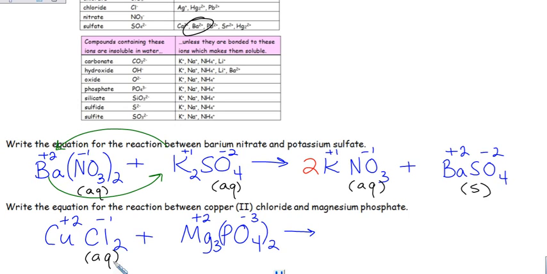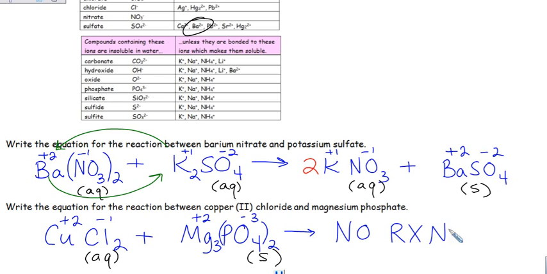Magnesium phosphate. Well, here's phosphate. Phosphates are insoluble in water. There are a few exceptions, but magnesium is not one of them. Magnesium phosphate is a solid. And this then would be a no reaction. Nothing happens. Both reactants must dissolve in water.